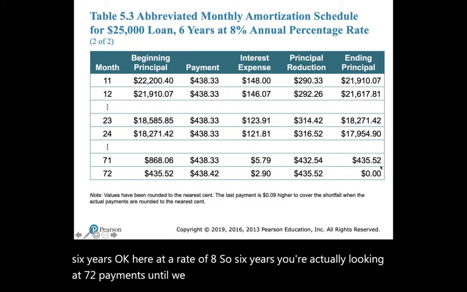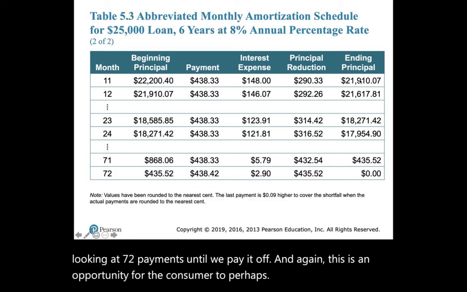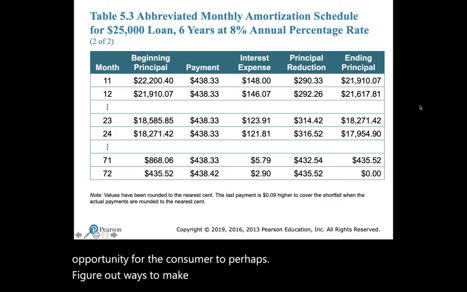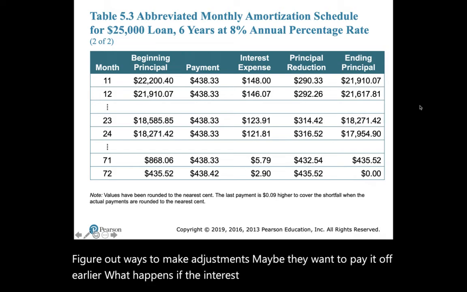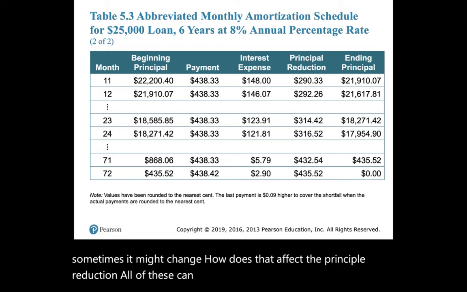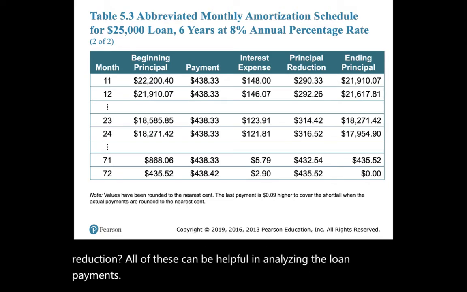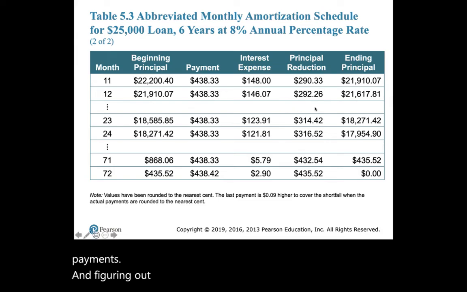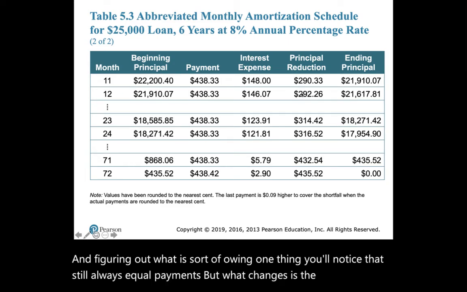And this is an opportunity for the consumer to perhaps figure out ways to make adjustments. Maybe they want to pay it off earlier. What happens if the interest rate changes, because sometimes it might change? How does that affect the principal reduction? All of these can be helpful in analyzing the loan payments and figuring out what is owing. One thing you'll notice, it's still always equal payments, but what changes is the interest and the principal reduction.